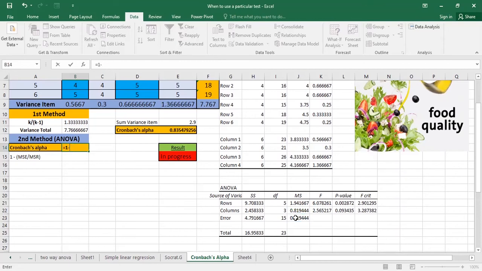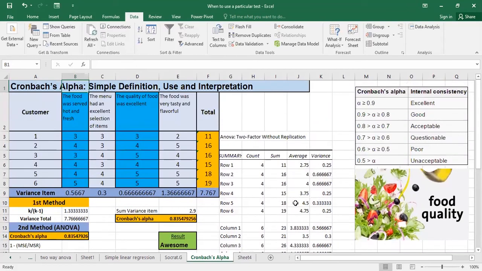Divided by mean square rows. And here we go, we have the same result. So in general, a score greater than 0.7 is acceptable. However, some authors suggest higher values, greater than 0.9. So here in our case, it's acceptable because it's greater than 0.8.